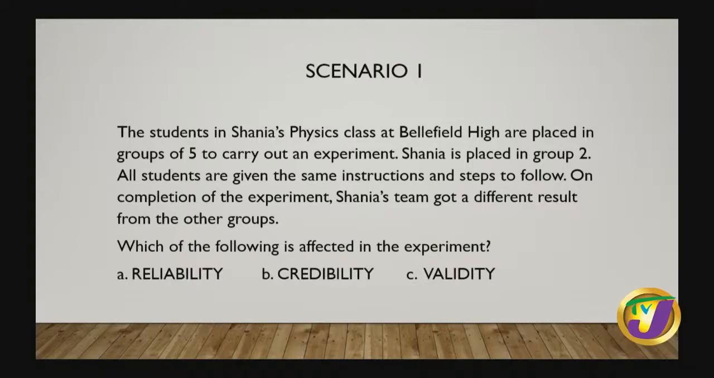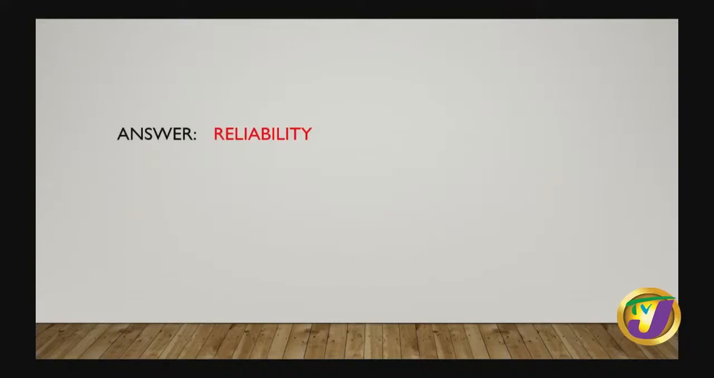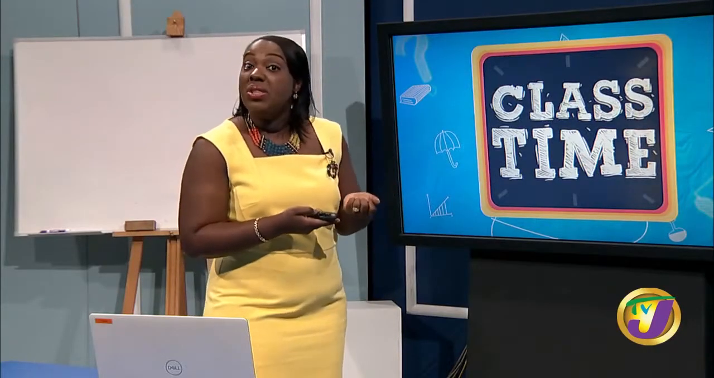Which of the following is affected in the experiment? Is it A, reliability, B, credibility, C, validity? Did the experiment, but her results differ. What's the answer, guys? Certainly reliability. Remember, reliability has to do with consistency, yielding the same results. Scenario 2.